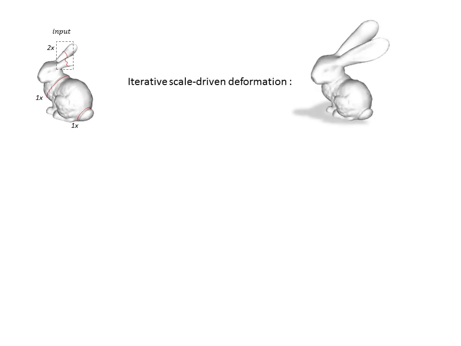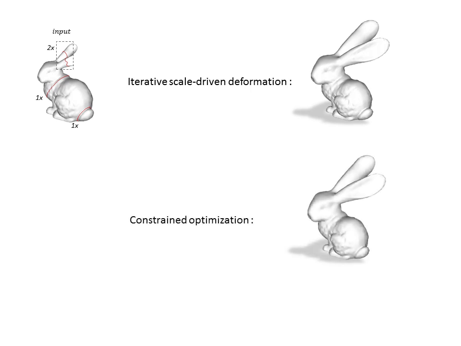In our deformation framework, we first use iterative scale-driven deformation to scale the input model locally or globally. The output model can approximate the target constraints far better than the input. Then we perform a constrained optimization step to ensure that all target metrics can be satisfied as accurately as possible.